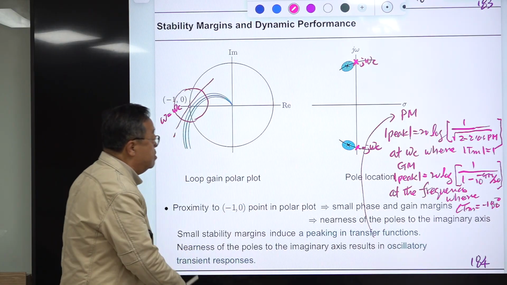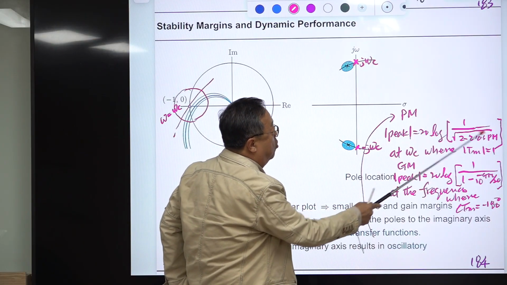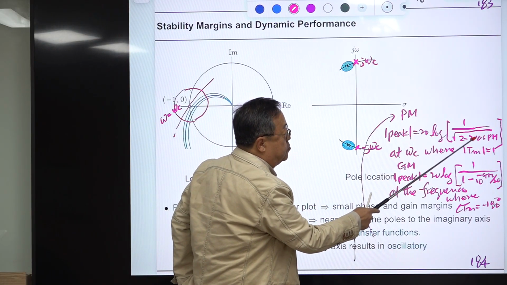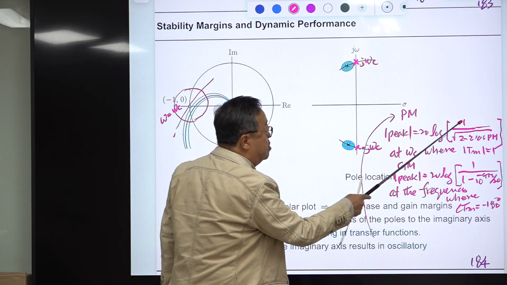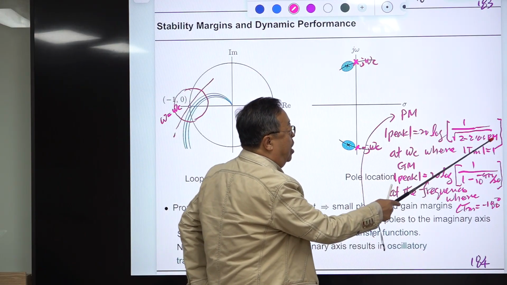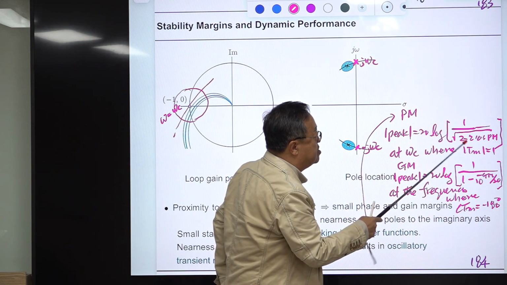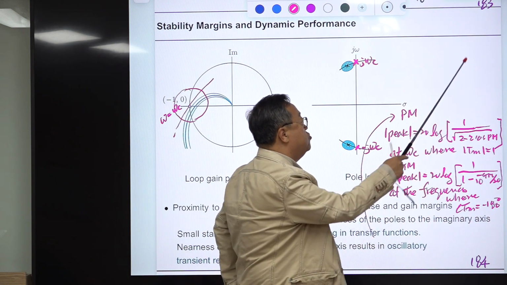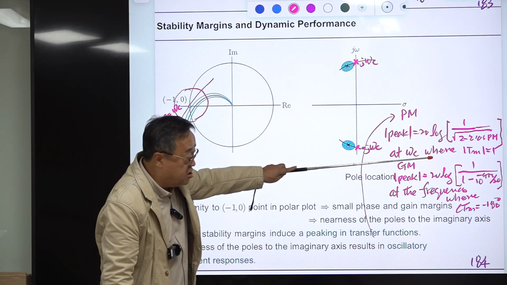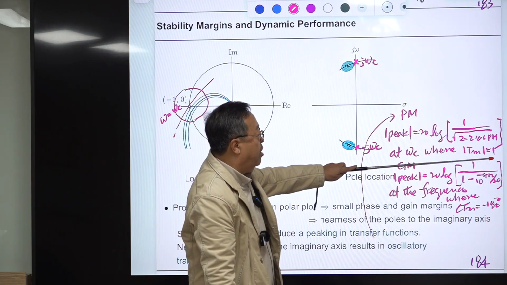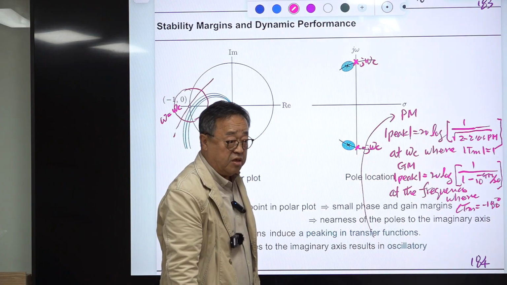This one. So you have this relationship. If PM is very small, this will be large. If PM is smaller than 60 degrees, this becomes larger than unity, so you will be seeing peaking. If PM is 0, then cosine 0 is 1, they cancel and the denominator becomes 0. So you have infinite peaking at this frequency, at omega c. This is the frequency at which the magnitude of loop gain becomes unity, the 0 dB crossover frequency.